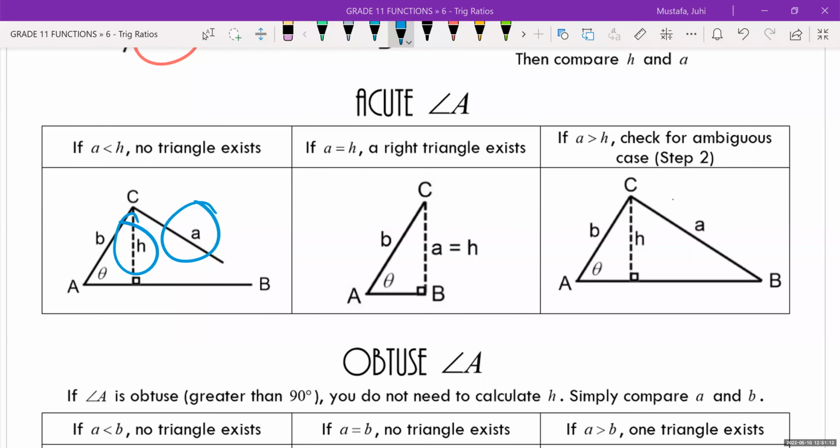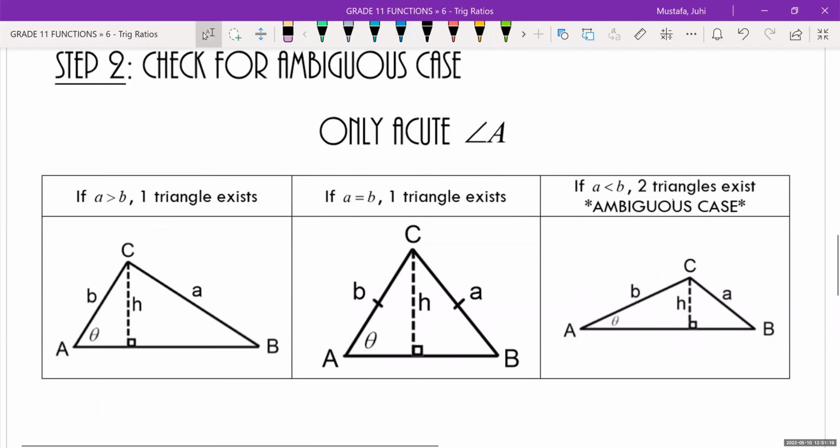Okay, so like I said, when side length A is greater than H, we have to do our final checklist to figure out what is happening. So go to the next page. We're going to be checking for ambiguous case. You can only find an ambiguous case when the angle is acute, so less than 90 degrees, and also when side length A is greater than H. Only when all of those situations line up do you do your final check for ambiguous case.